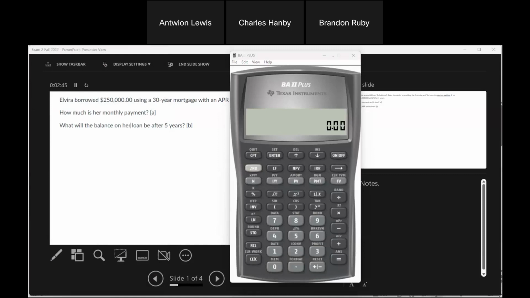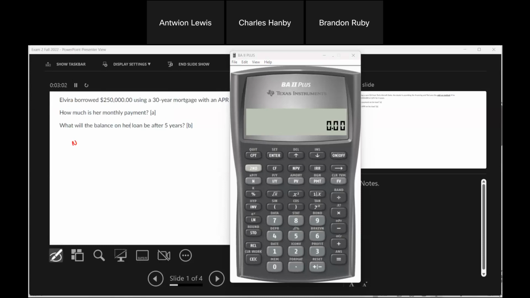Elvira borrowed $250,000 using a 30-year mortgage with 6% APR. How much is her monthly payment?